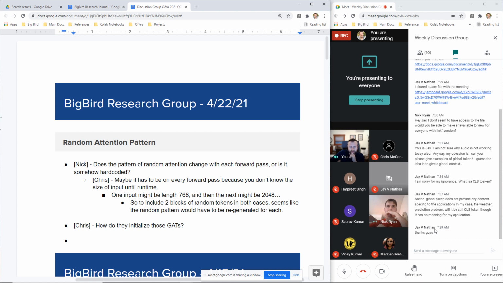Right. And then the global tokens, I don't think there's anything application specific about them. I think they're more about helping tokens reach or receive information about other tokens that are farther away in the sequence, even though they're not directly attending.